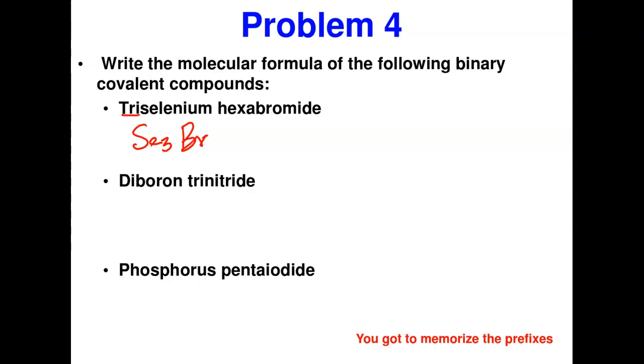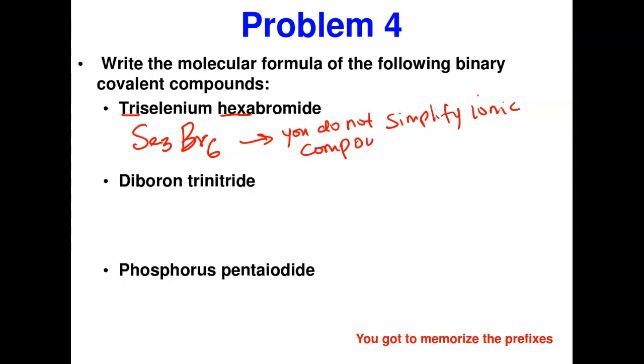Bromine again. How many? Hexa means what? 6. At this point, you should be memorizing it. Now, I want to say something with this problem. When we did the ionic compound, I told you that you have to always simplify. If it was an ionic compound, if it was a metal here, we would have simplified by dividing both sides by 3. But you do not need to simplify here. You don't simplify a covalent compound. I just have to say that's why I put this problem.